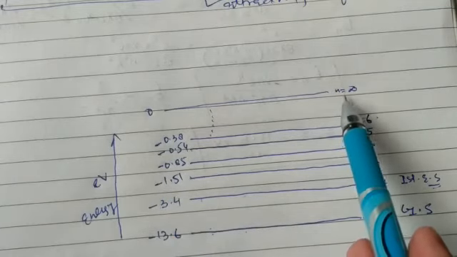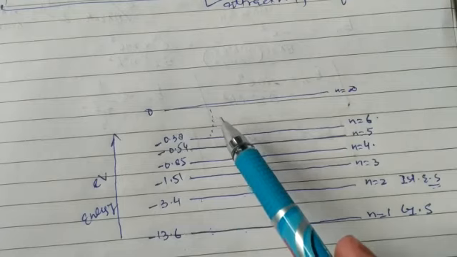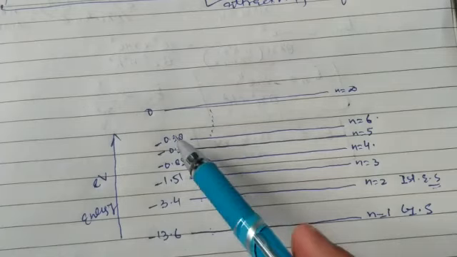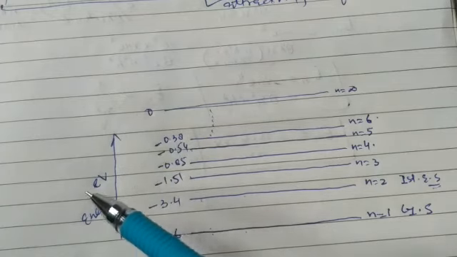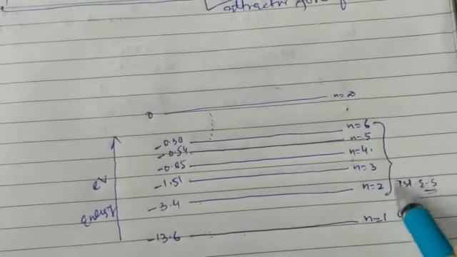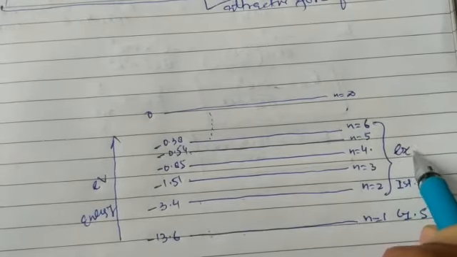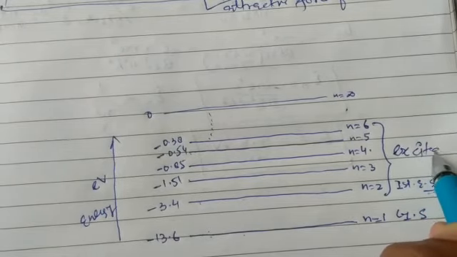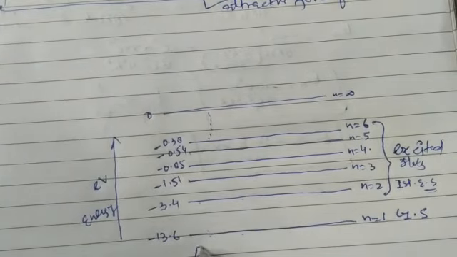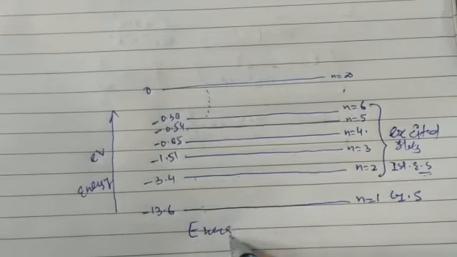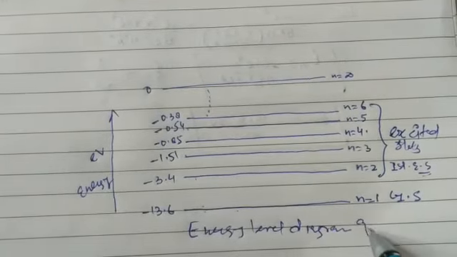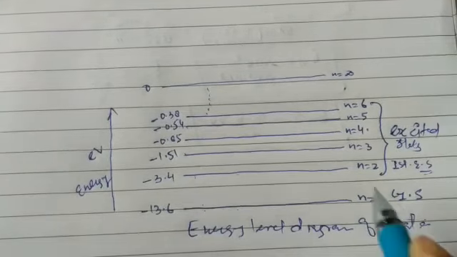But once the electron is in the infinite shell, and it is free from any attractive force, then there is no force of attraction between electron and nucleus, and that is called ionization. Till these states, from this very point, these are called excited states. Excited states. And this is the energy level diagram of hydrogen atom.